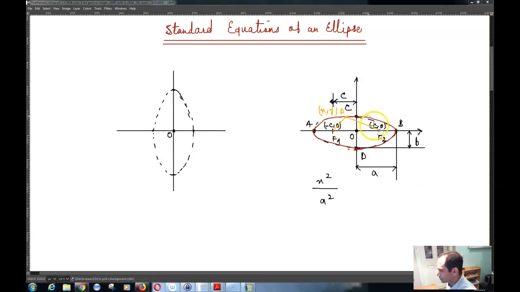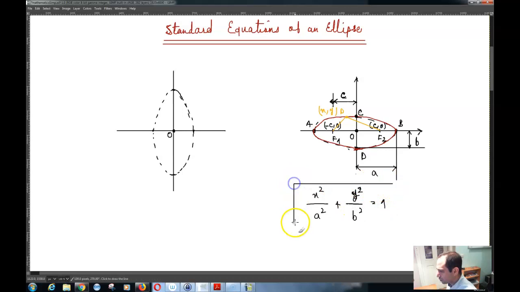Of course, the C here is just the point over there; it has nothing to do with c over here. This is point C, and this is lowercase c. So in this orientation, the equation of the ellipse is going to be x squared over a squared plus y squared over b squared equal to 1, and we will derive this formula shortly.